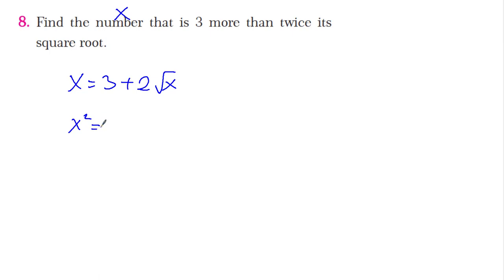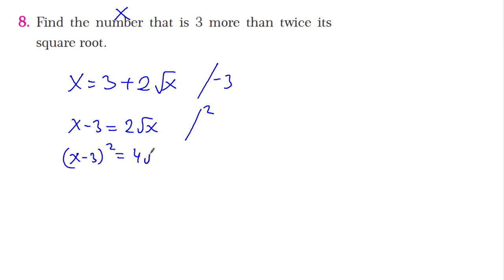So x, it would be better to just subtract 3 first. So x minus 3 is going to be 2 root x. Then you square both sides and you get x minus 3 all squared. That's 4 times x, because 2 squared is 4, we have to put these brackets here. So x squared minus 6x plus 9 equals 4x.